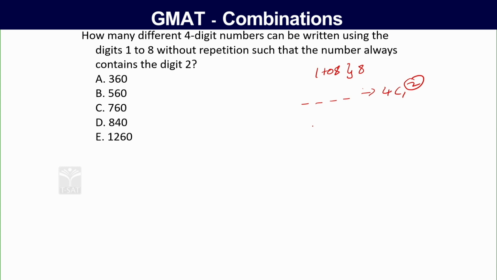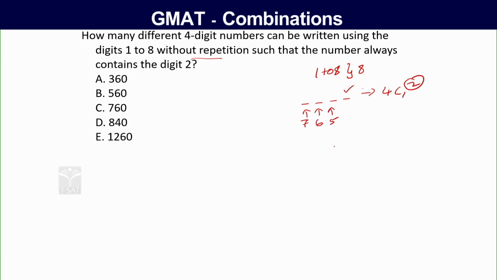Now once you are done with that, selecting which place to put 2 in, you are left with how many? You are left with 7. Because you took away 2 and there is no repetition, you are left with 7 digits from which you can choose. So once the 2 digit is fixed, let's say it's in the units place, you will have 7 ways to fill, and then you can fill this in 6 ways and you can fill this in 5 ways.